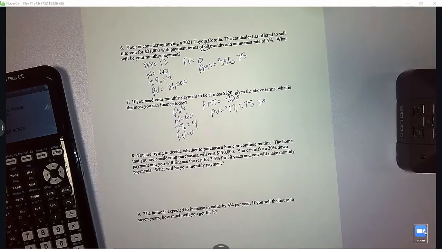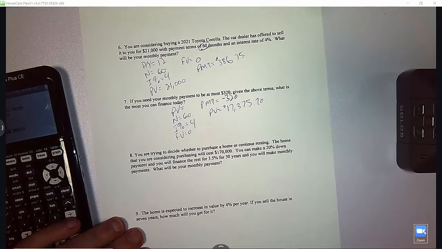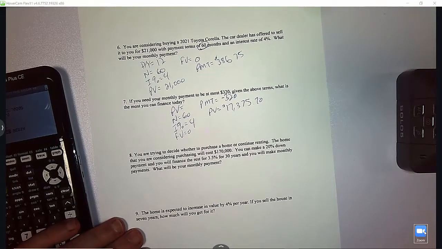The next question says, you are trying to decide whether to purchase a home or continue renting. The home that you are considering purchasing will cost $170,000. You can make a 20% down payment, and you will finance the rest for 3.5% at 30 years, and you will make monthly payments. What is your monthly payment? So in this case, our present value is going to be 80% of that $170,000.